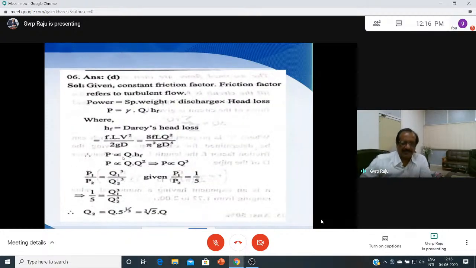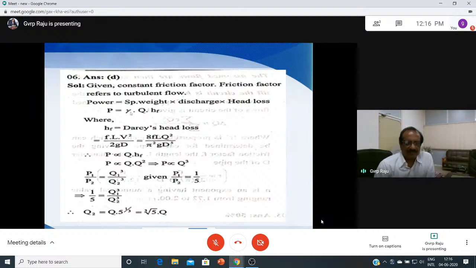So we have the equation here. The power is gamma Q HF, and you can take HF from Darcy's head loss, f L V square by 2gD. You convert V in terms of Q and D, so the equation is 8 f L Q square by pi square g D to the power 5. And this P is also equal to gamma Q HF. And if you see here, HF is proportional to Q square.